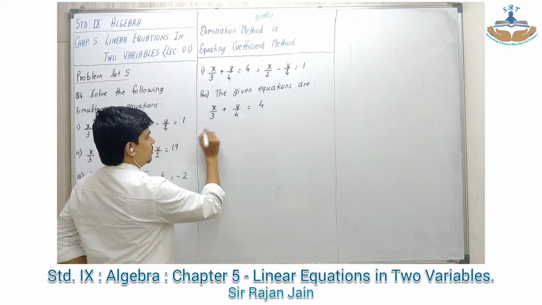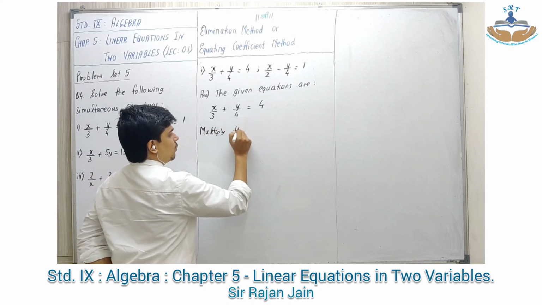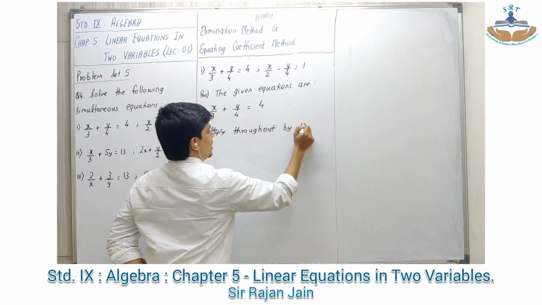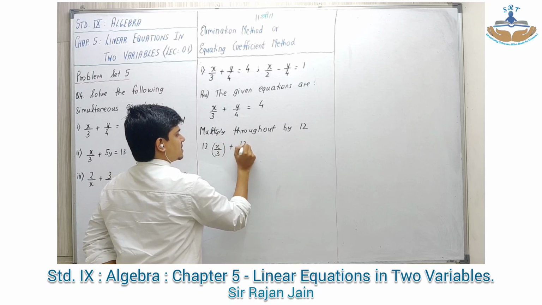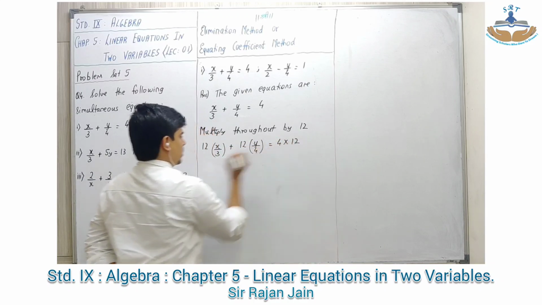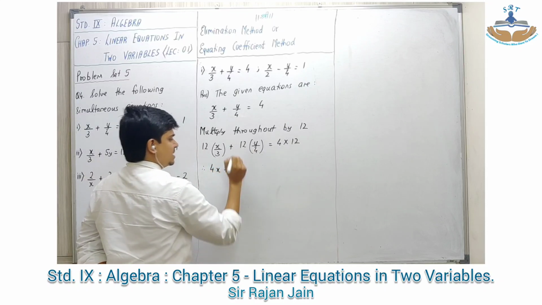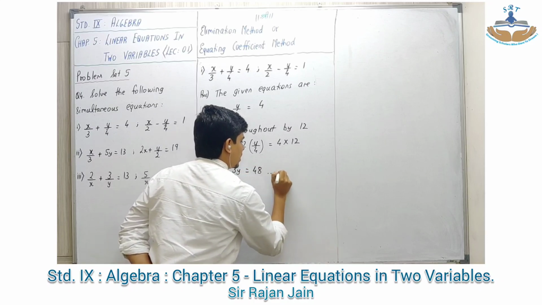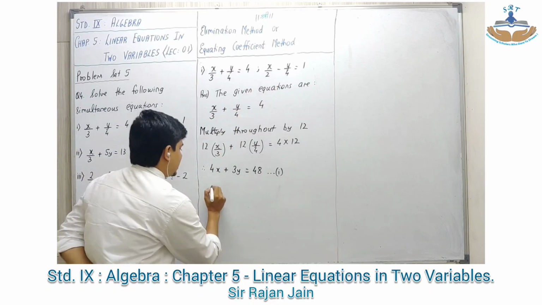Okay, so to remove the denominators, I'll say multiply throughout by 12. So you will get 12 into x upon 3 plus 12 into y upon 4 is 4 into 12. So what will this become? 3 1s are 3, 4 3s are 12, so 4x plus 4 1s are 4, 3 4s are 12, so 3y is equal to 48. This has become my equation number 1. Is that clear? Now you take your second equation.